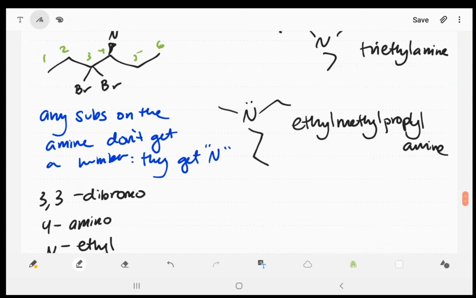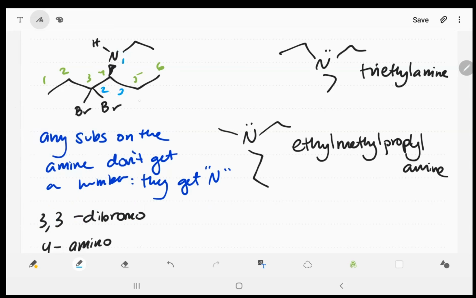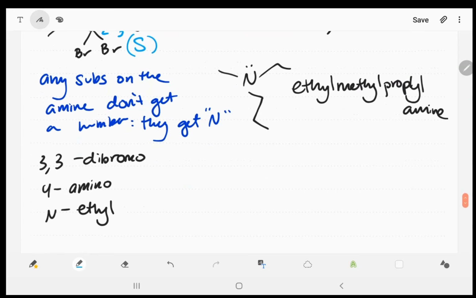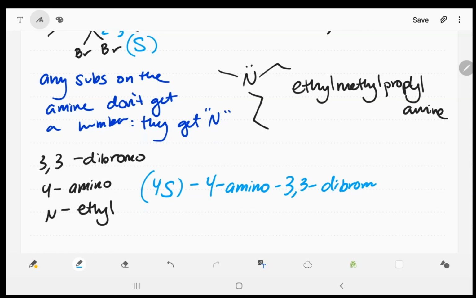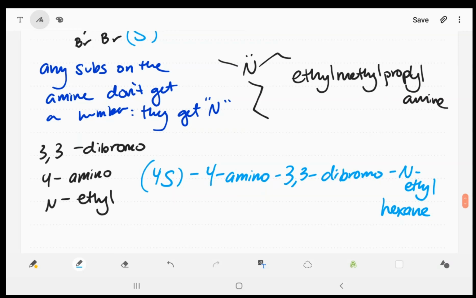So we're going to still have amino, then bromo, then ethyl. So I guess it doesn't make a difference in this case, and it'll still be hexane as our parent name. We do have one little bit of stereochemistry to do here. So this will be highest priority 2 and 3, so this is an S stereocenter. So we're going to have to say 4S-4-amino-3,3-dibromo-N-ethylhexane. So the only new things here are the amino group and what to do when you have substituents on your amino group. In this case we had an ethyl group on our amine, so anything that's not hydrogen we're going to write out, whatever it is.